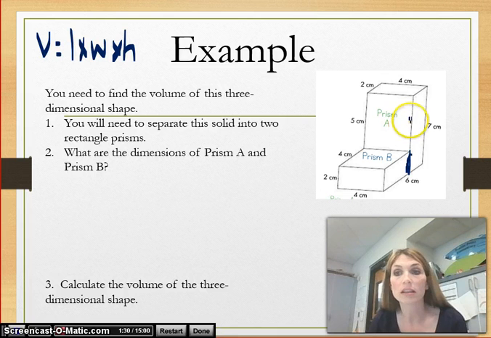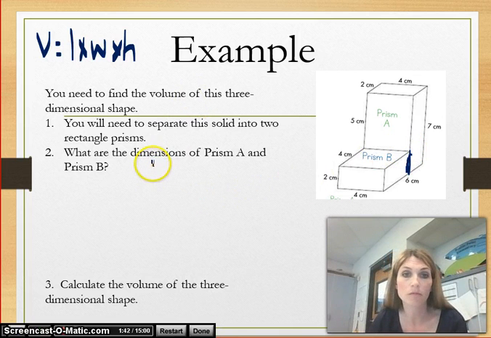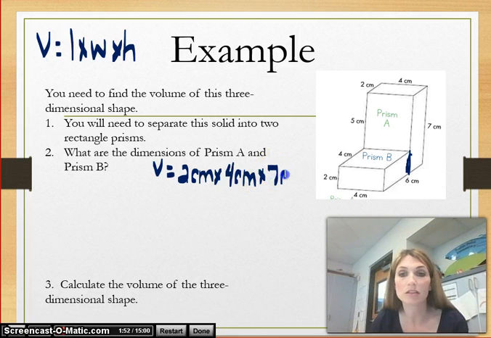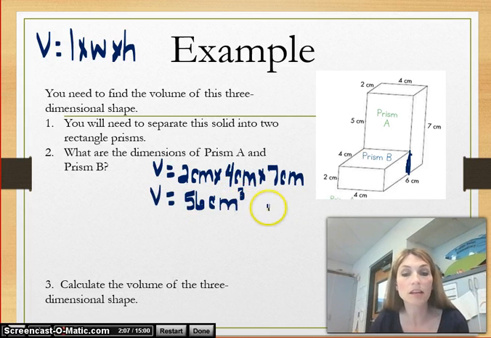So let's go ahead and take a look at the length, the width, and the height of prism A. So when I look at this, I know that my length, width, and height are 2 by 4 by 7 for prism A. So volume for prism A is going to be 2 centimeters times 4 centimeters times 7 centimeters. Right, and if I multiply 2 times 4 times 7, that's going to give me a volume of 56 centimeters. And then the way I label this is cubed, and I can do that by putting a little 3 right up there. Another way I could write this would be cubic centimeters, and that would be correct as well. And this is going to be prism A.